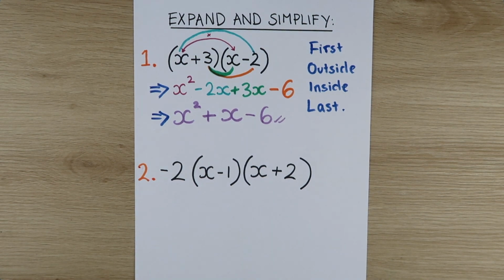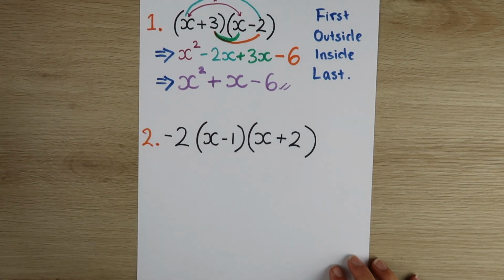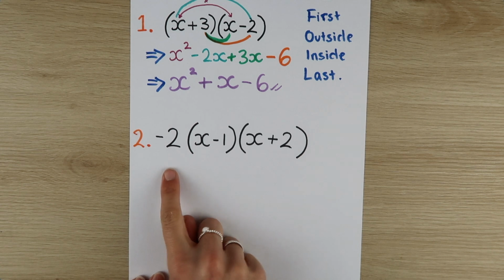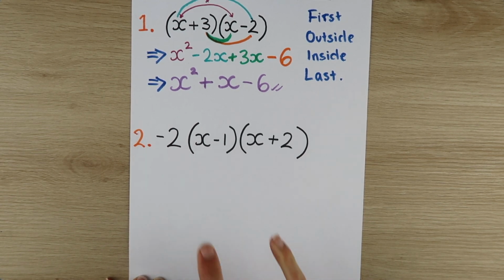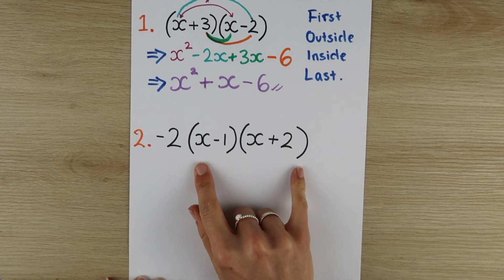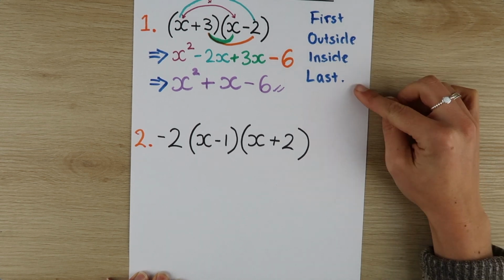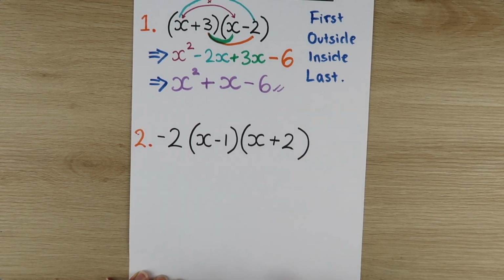Now I'm going to show you the second one I've got here. It is slightly harder because, as you can see, I've now got a number out the front. To work this one out, I'm going to first expand my brackets using the distributive law, also known as FOIL, and then I'm going to apply my -2. If you remember expanding, I don't want any brackets to be there by the end.